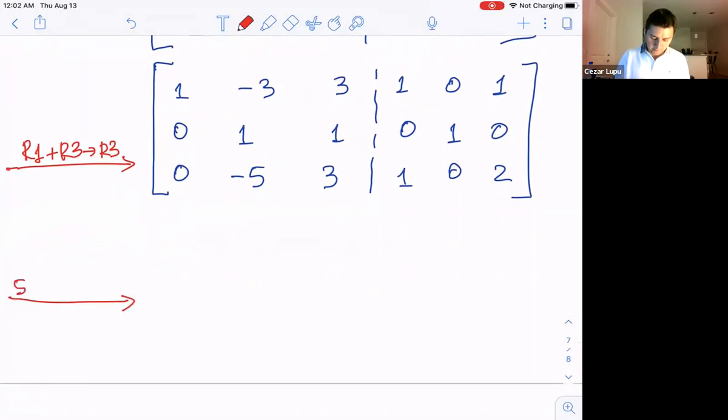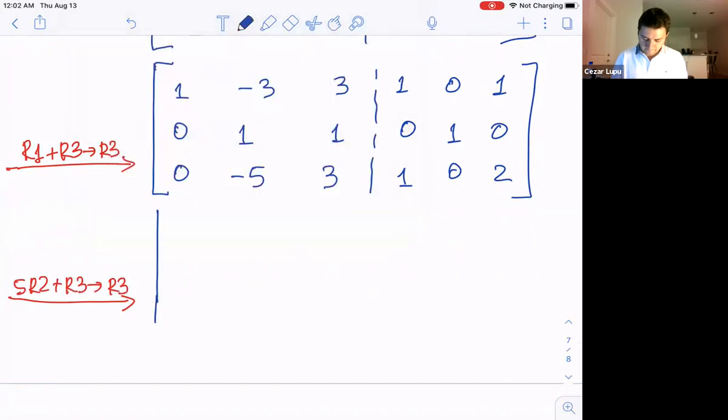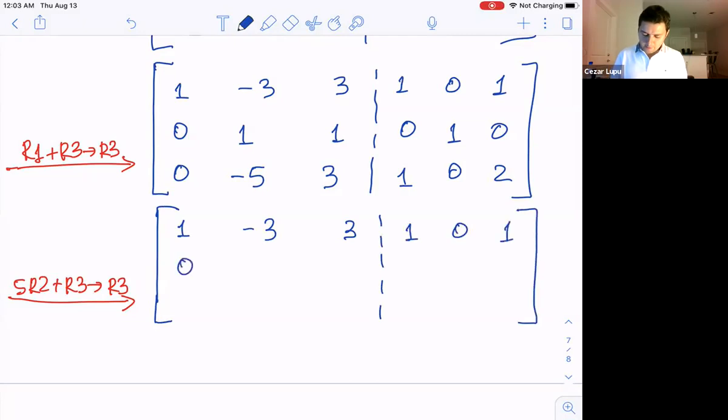5R2 plus R3 is my new R3. We'll have 1, -3, 3, 1, 0, 1, 0, 1, 1, 0, 1, 0. And the last one will be 0, 0, 8, 1, 5, 2.